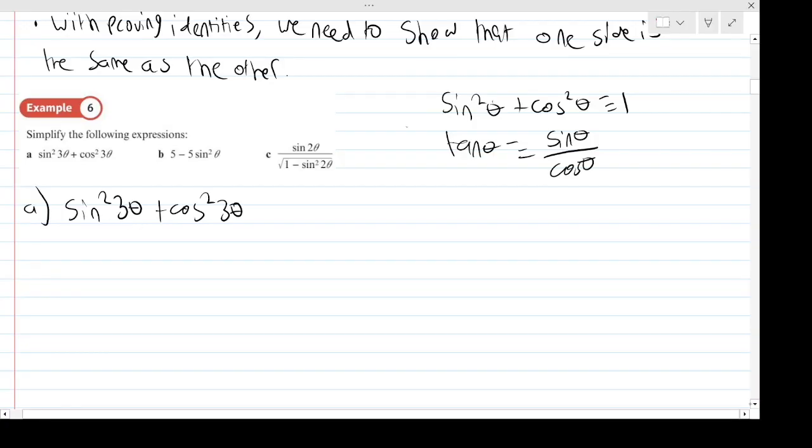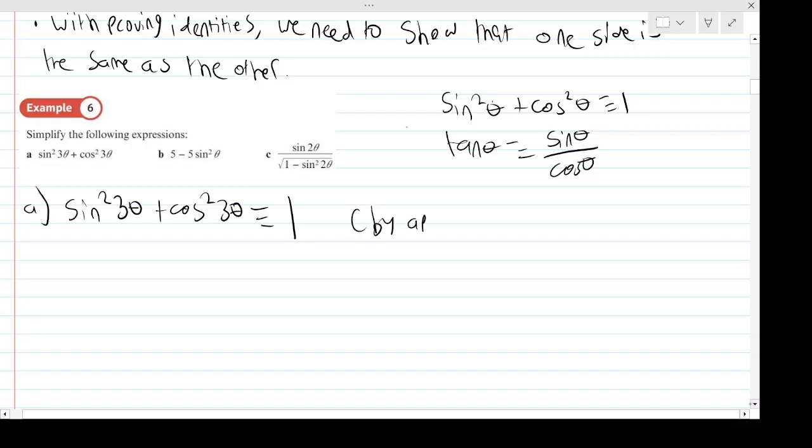Well, it's the same, right? 3 theta is still just an angle. Really, I could say theta is, I don't know, 3x, and then sine squared 3x plus cos squared 3x equals 1, and that's the same thing. The idea is that the angle is the same in both the sine and the cos, so we can still apply this. This would then still go to 1. That whole expression just goes to 1, and that's it. That's by applying the identity.